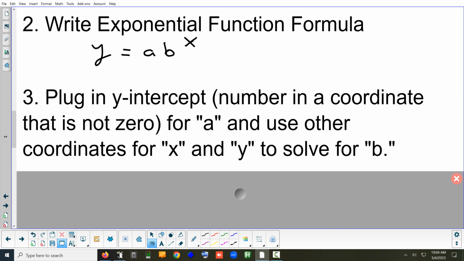So it says, what do you call that number? That number is the y-intercept. Whenever you write 0, something, that number is telling you where it crosses the y-axis. So the a value is the number in the coordinate with the 0. Not the 0, the number with the 0.